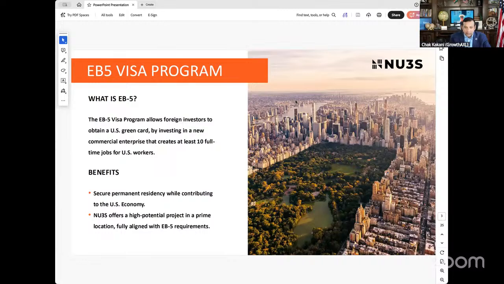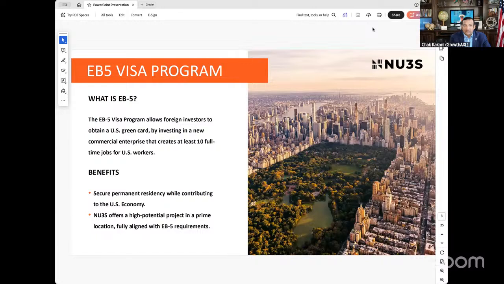So since you are giving the jobs through your investment in a new commercial enterprise, you skip the labor certification. You go to what is called the green card petition. You must be familiar with what is called the I-140, right? If you're in EB-1, EB-2, or EB-3, the equivalent of I-140 is I-526 in EB-5 petition. So that's the difference. You directly move to the equivalent stage of I-140, which is I-526.